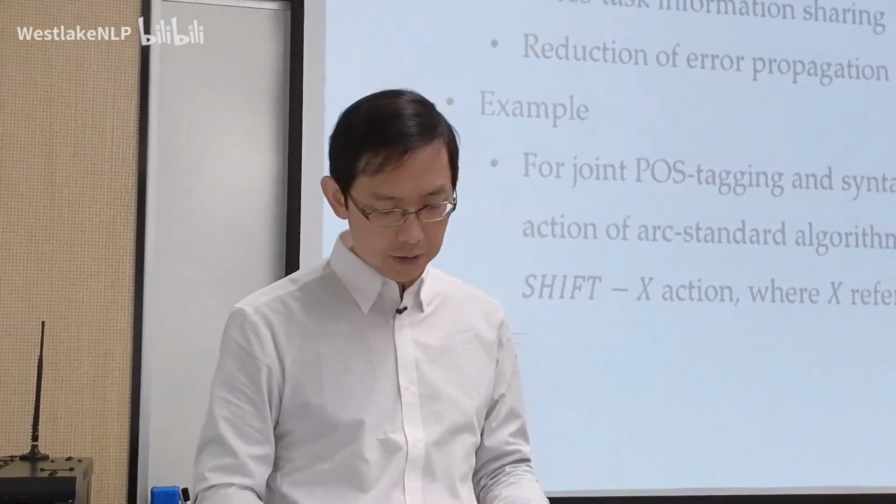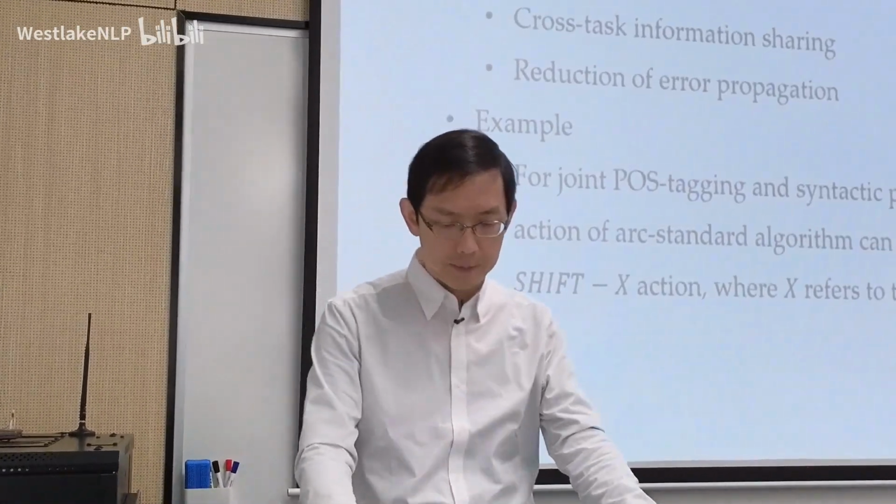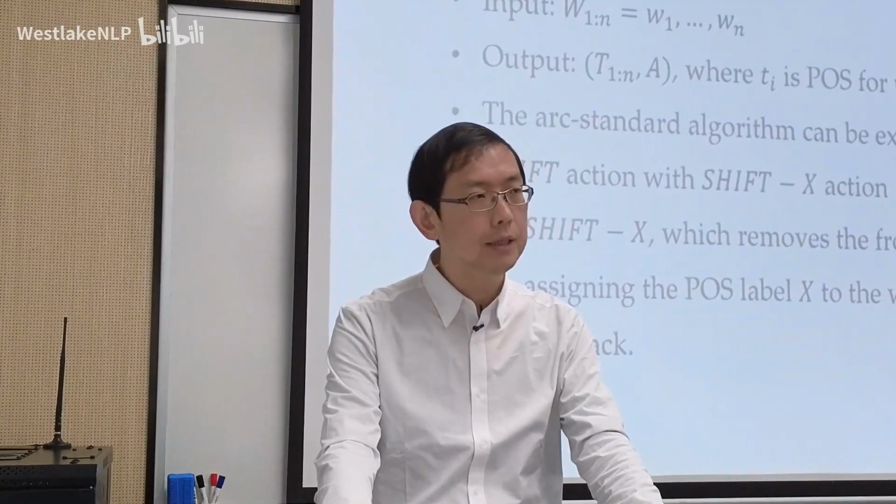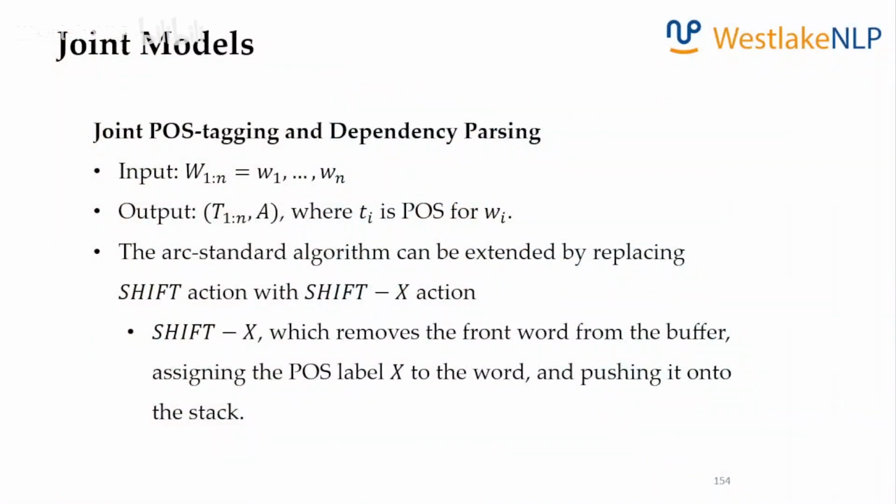First, let's consider joint part-of-speech tagging and parsing. The input is a word sequence. The output is a structure where each word contains a part-of-speech label, and you have a tree. Each arc on the tree has labels. How do you do this? It turns out that the only difference you make on top of an arc-standard parser is to add a part-of-speech label to shift actions, so that the original shift becomes shift X.